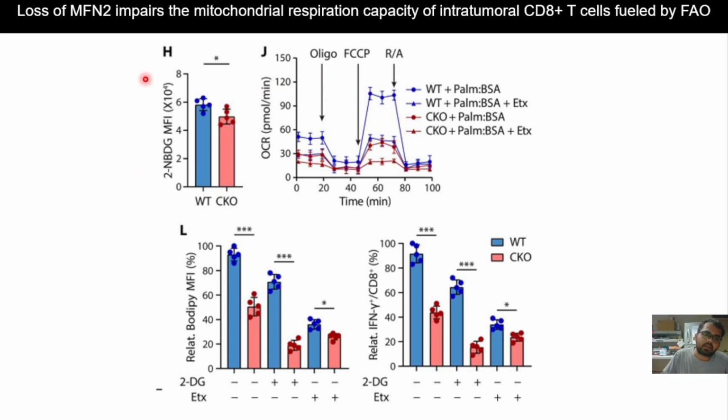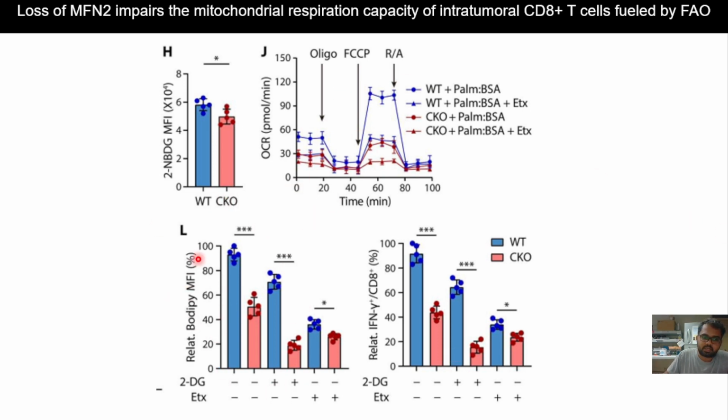Similarly, they use 2-NBDG, which is a fluorescent glucose analog. This 2-NBDG suggests that there is a decrease in glycolysis also, but it is not as large a decrease compared to the OXPHOS. So glycolysis is also decreased, but the OXPHOS is more aberrantly decreased in this case. Same thing has been shown here.